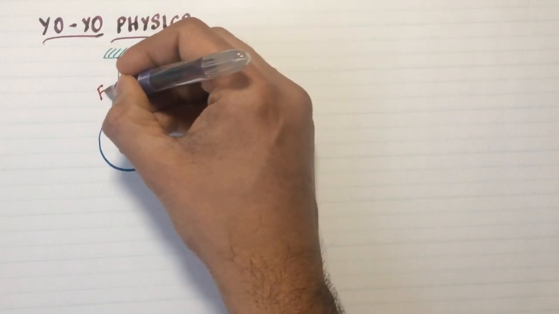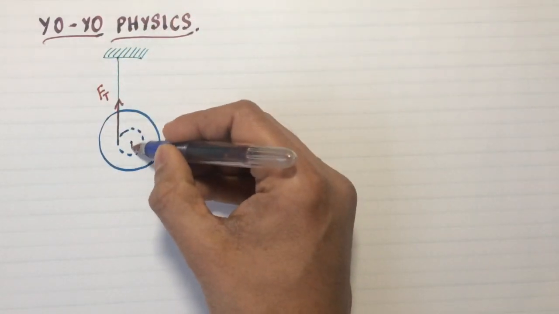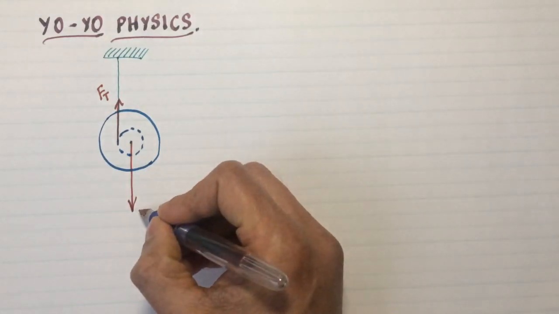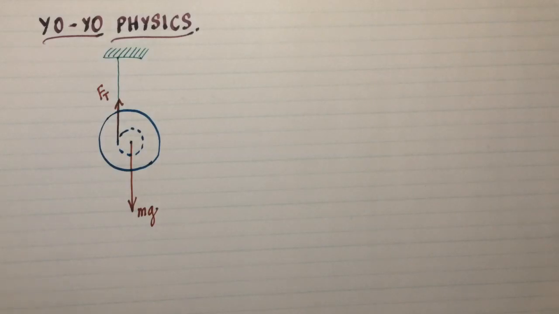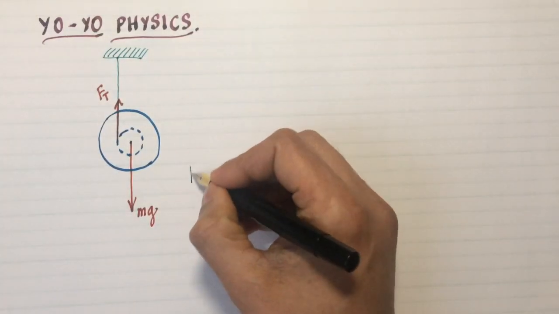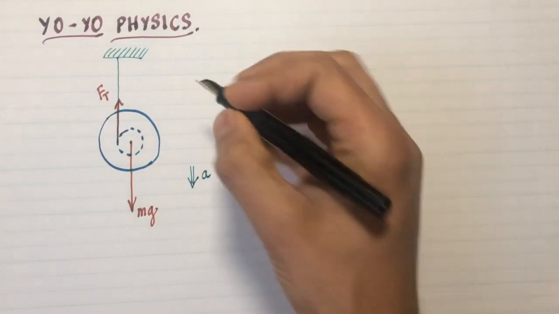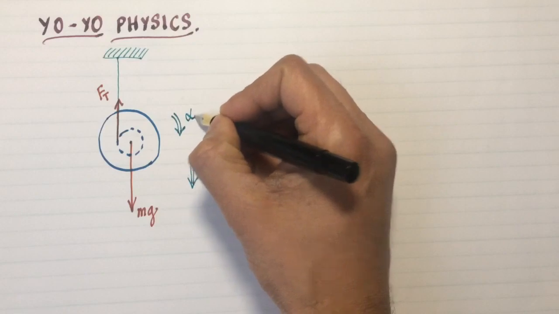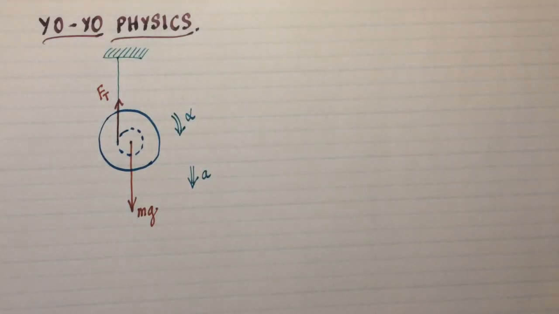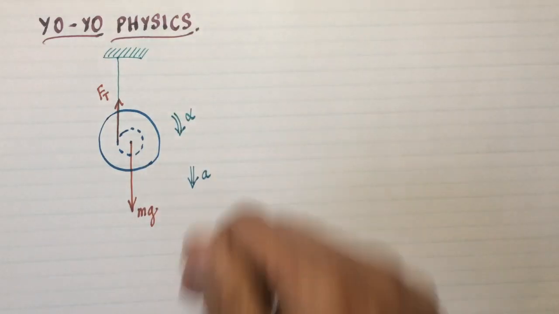So here's the force of tension and the force of gravity, which I'll draw bigger than the force of tension because it is having an acceleration in the downward direction, which I'll indicate like that. And it's also accelerating in the angular direction. So if you look at the sign convention, alpha is going to be into the page and A is going to be down.